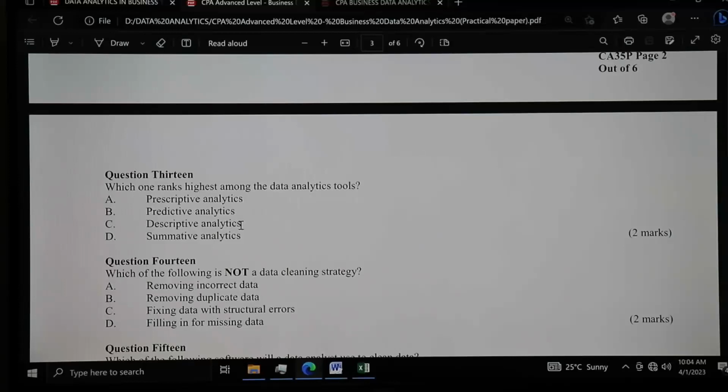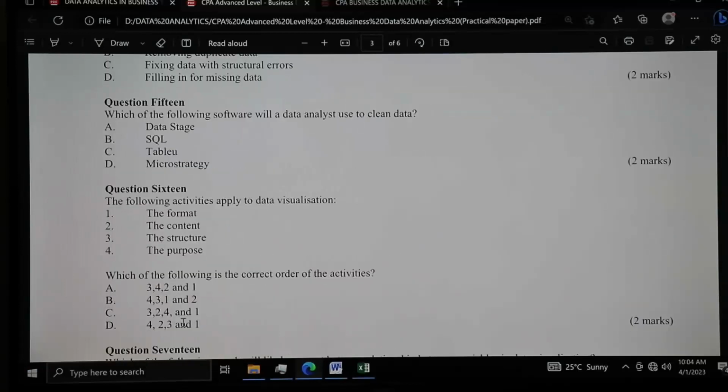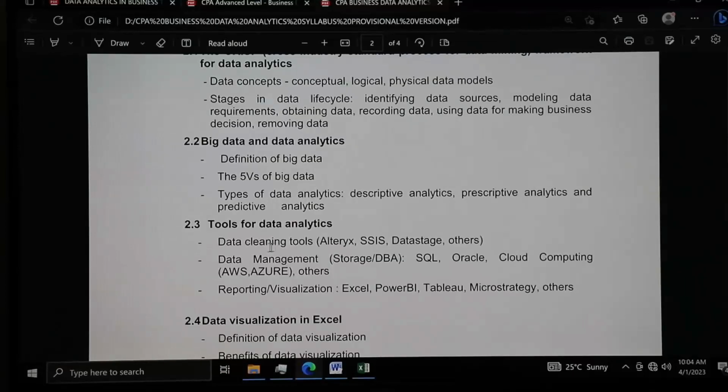Then question 15. Which of the following is not a data clean? So we have done that. Then the next question, we are told, which of the following software will a data analyst use to clean the data? Data cleaning tools. We'll actually see those data cleaning tools.